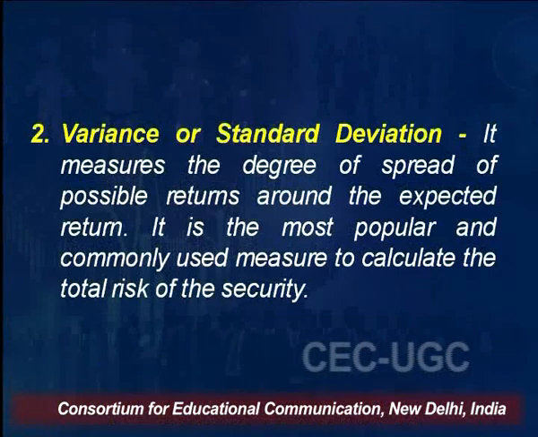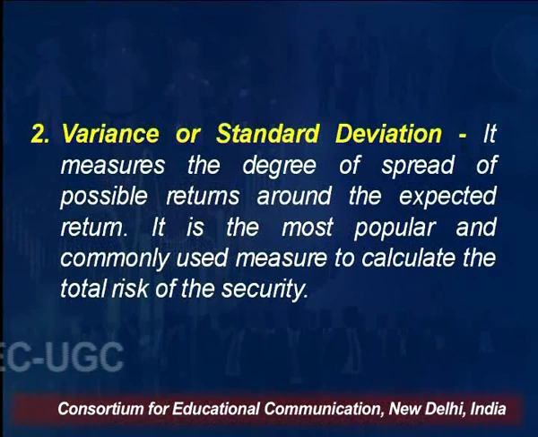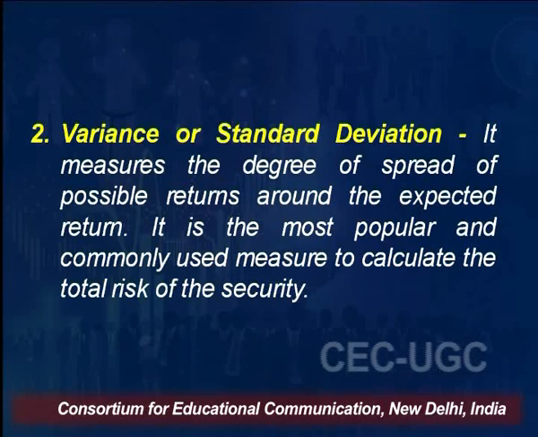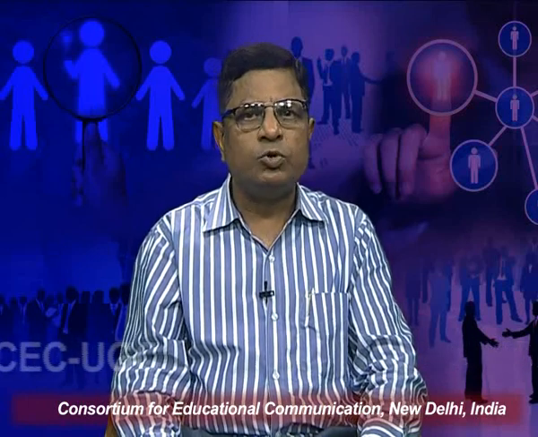The other method, which is more scientific, is called standard deviation, or we call it variance. What is standard deviation? It measures the degree of spread of possible returns around the expected returns. It means there is a spread between the expected return and the possible returns which you are expecting. So this spread is called standard deviation. It is the most popular and commonly used measure to calculate the total risk of a security.